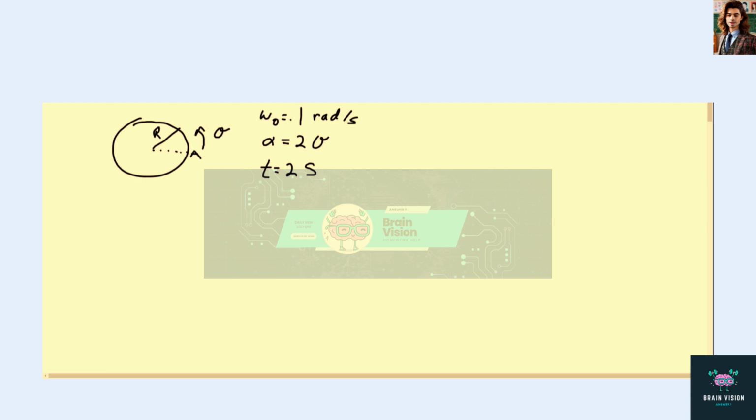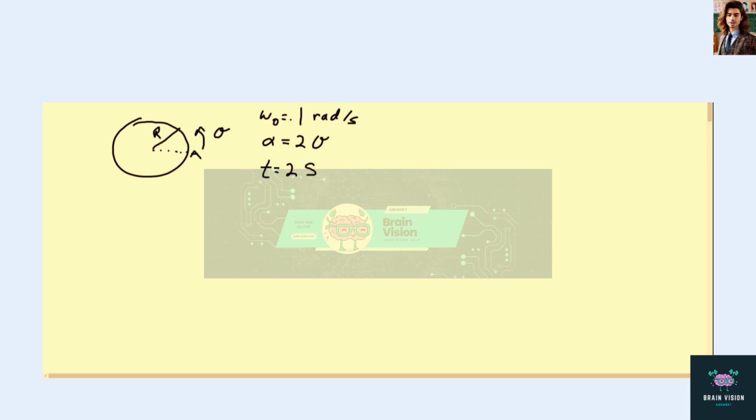Okay, here we have a disk that's rotating with angular velocity initially of 0.1 radian per second. The angular acceleration is 2 times the position theta. And we're looking for the angular position of this point A at time t equals 2 seconds. We're going to have to do a little bit of calculus here in order to find this position.